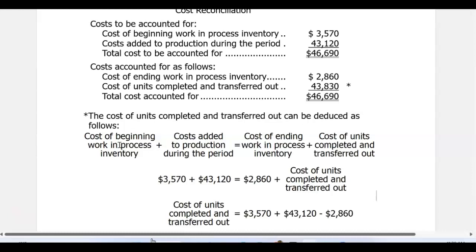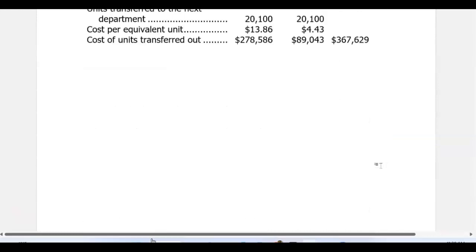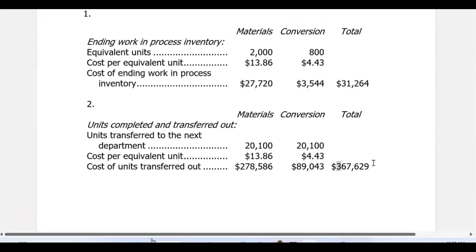If you look at this, it says cost of beginning work in process plus cost added to the production during the period should be equal to whatever you have at the end plus whatever you transferred out. And if you solve that, you will see that the transferred out ends up in here. Okay, but this is just for this problem. Again, in real life, you need to calculate that number exactly by doing a calculation like this. So you can get that number for the cost of units transferred out.